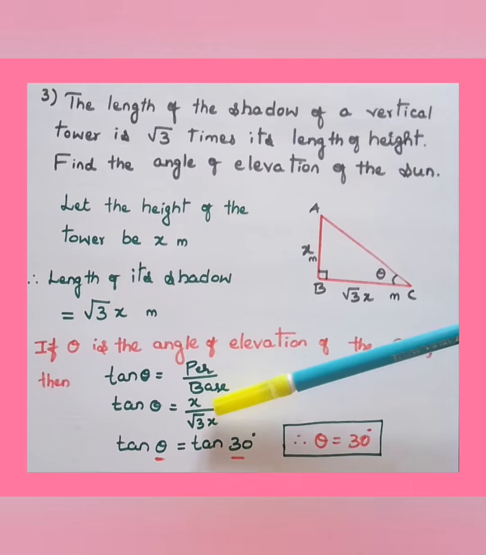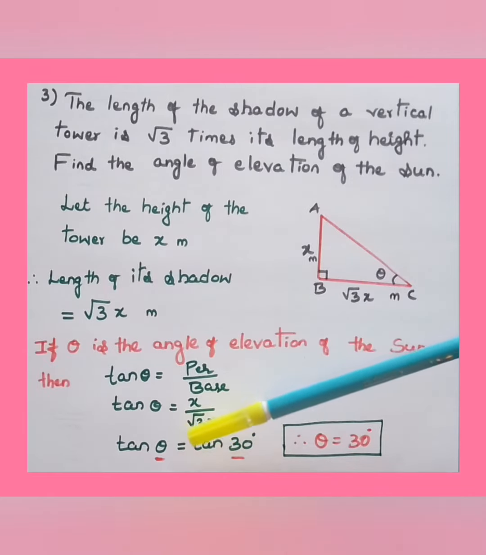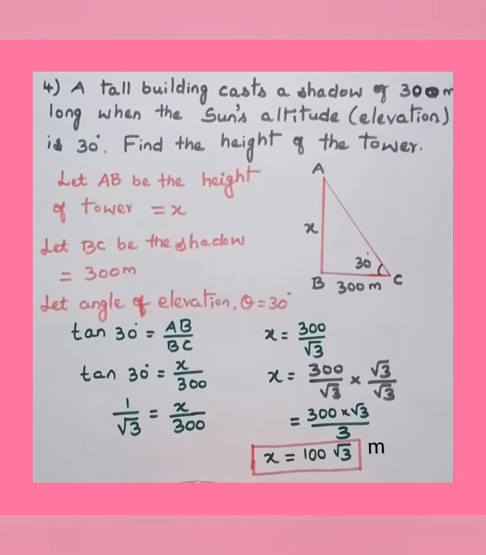So for what value do we get 1 by root 3 equal to tan? Tan 30 is 1 by root 3, right? So tan equated, and theta value is 30. Therefore theta is equal to 30. Hence the angle of elevation is equal to 30 degree. Okay, we shall move to the next sum.